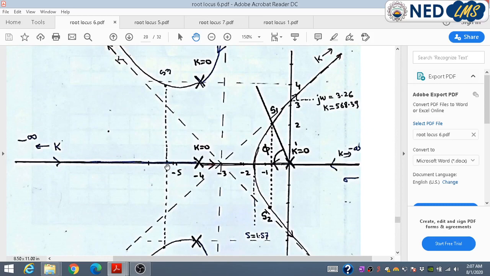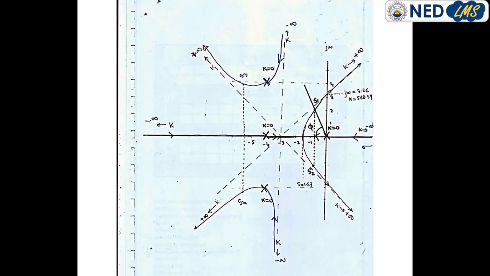Suppose this point represents -5.3. Then by making use of this sigma, the remaining two roots can be determined by using the projection from this point onto the root locus. So the coordinates of these two remaining roots can be determined by using the graph paper.